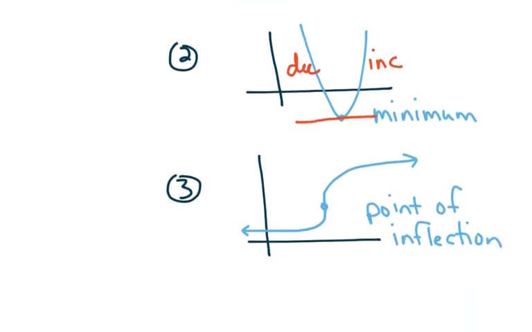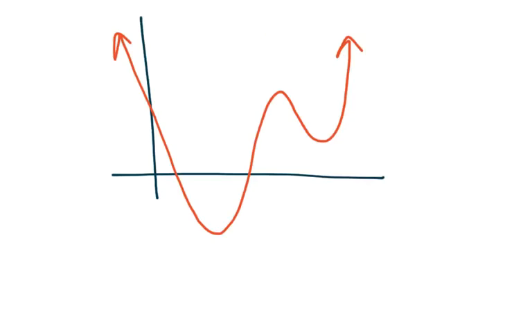And a point of inflection occurs when the curvature changes, but the graph doesn't actually change direction. This graph was increasing, and it's still increasing, but its curvature changed some in the middle. There are two types of maximums and minimums that occur in curvatures.